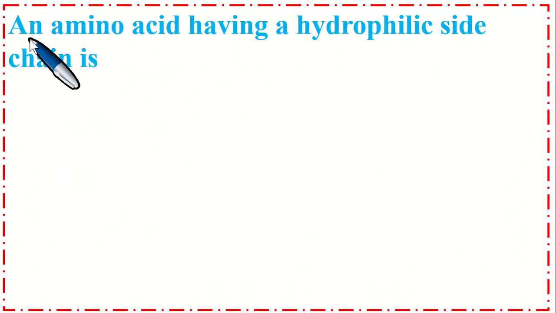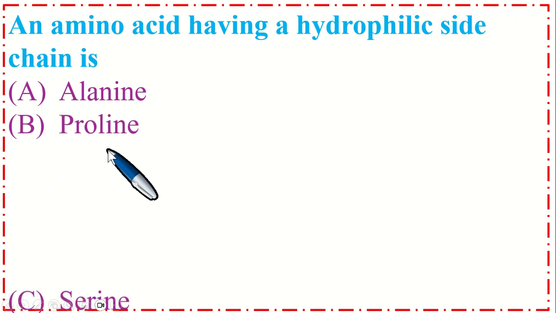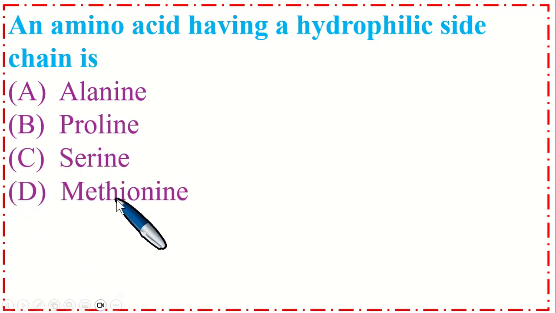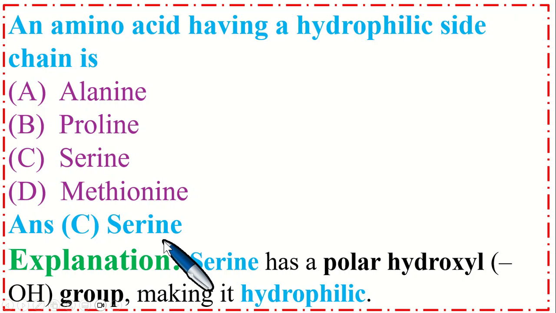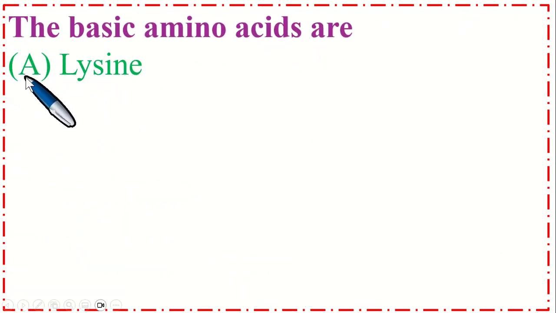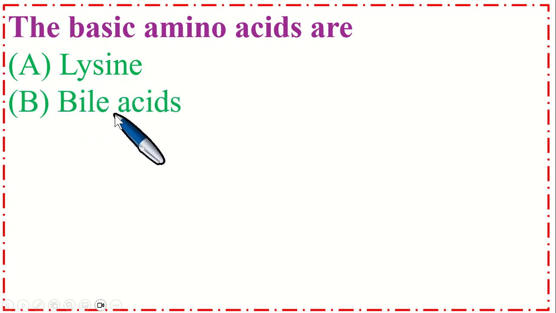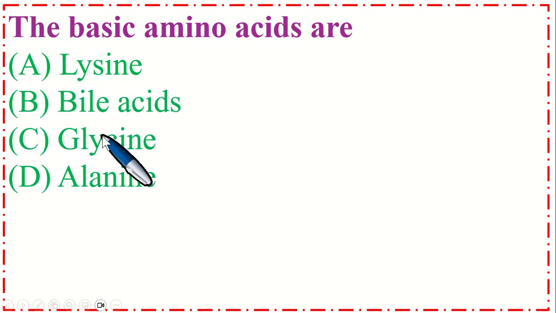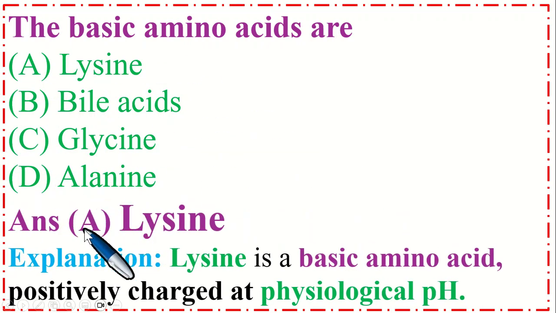So this is a very important MCQ. An amino acid having a hydrophilic side chain is option A alanine, B proline, C serine, and option D methionine. So the correct option is C serine. Serine has a polar hydroxyl group, making it hydrophilic. The basic amino acids are option A lysine, B bile acid, C glycine, and option D alanine. So the correct option is A lysine. Lysine is a basic amino acid, positively charged at physiological pH.